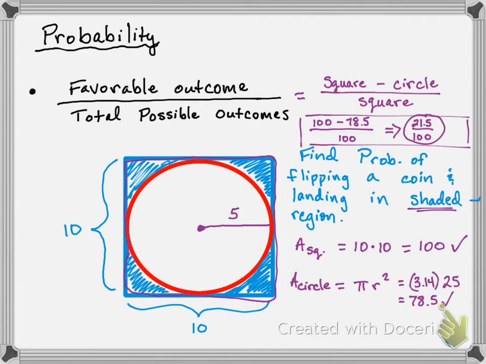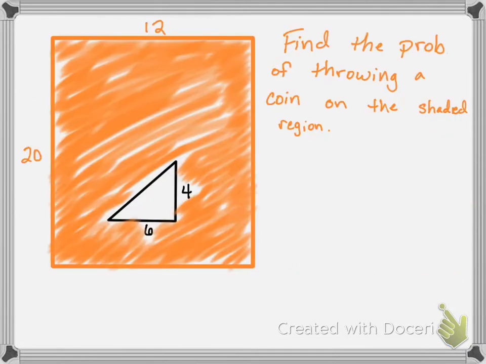Okay? So let's go ahead and look at the second example that we've got. Now you got another rectangle, and you got a triangle on the inside. So what we're trying to do is find the probability of throwing a coin and it lands in our shaded region, so it does not land in that little space that is the triangle. Okay, so we're going to have a pretty high probability here, instead of a lower probability.